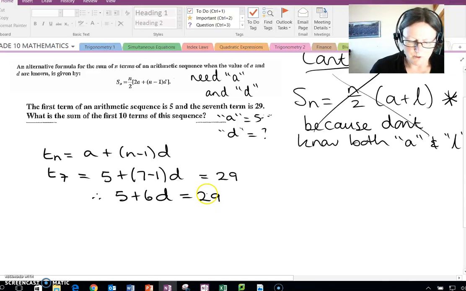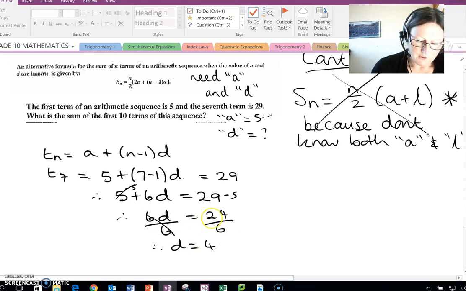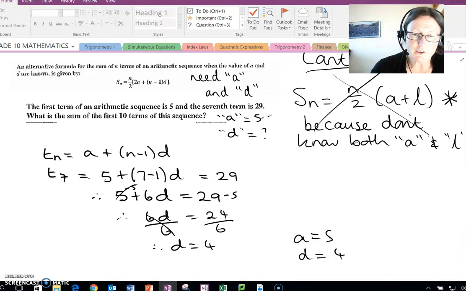5 plus 7 minus 1, so 5 plus 6D is 29. And hopefully you can tell, with our knowledge of equations, I can now work out what D is. I take 5 from both sides. 6D is equal to 24. Divide both sides by 6. So D is equal to 4. So now I have A is 5 and D is 4, so I can use this alternate formula.